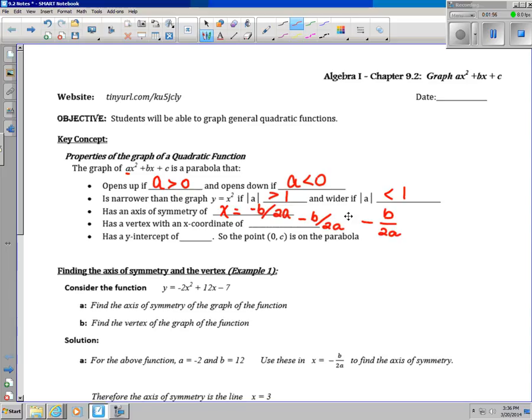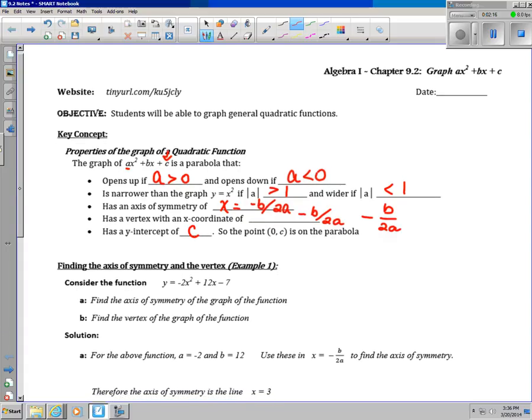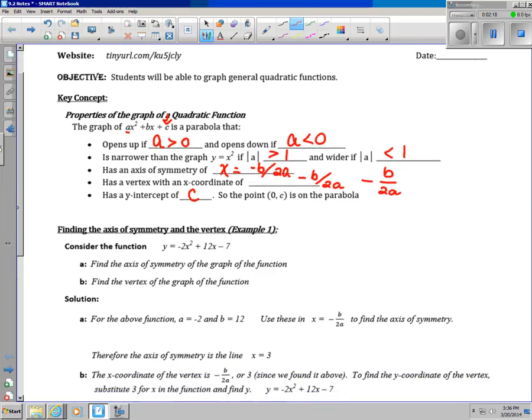It doesn't matter. And then a parabola will always have a y-intercept of c. So the point (0, c) will be on the parabola. Where it intersects the y-axis will always be the c coordinate, or the c right there in the equation. All right, there's our key concept. We'll be using those as we go through the notes.